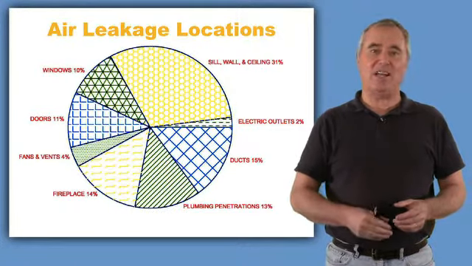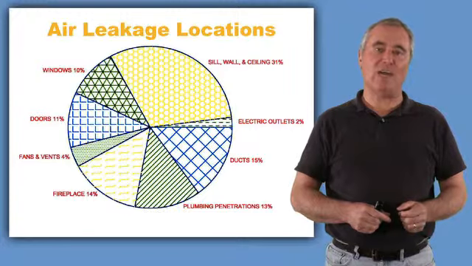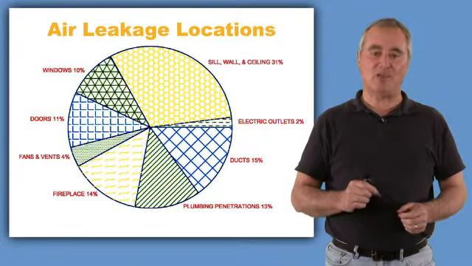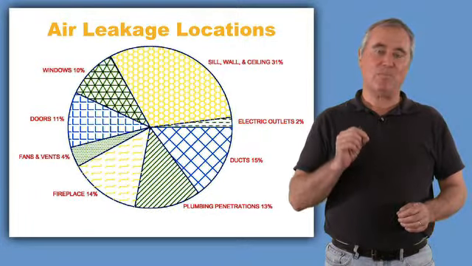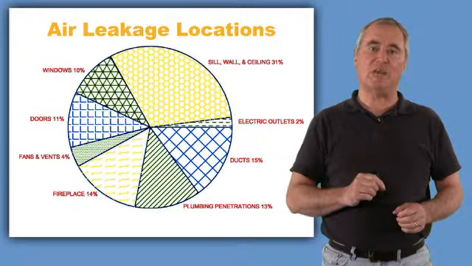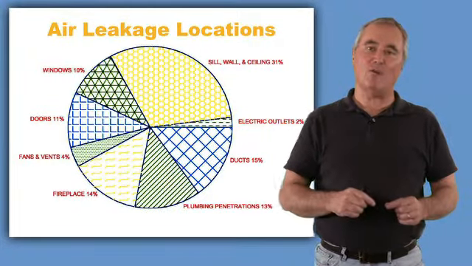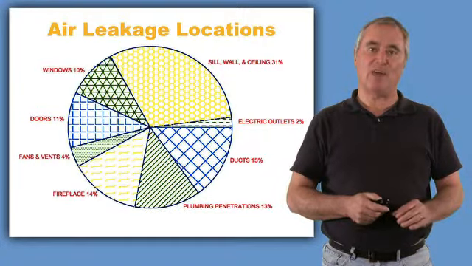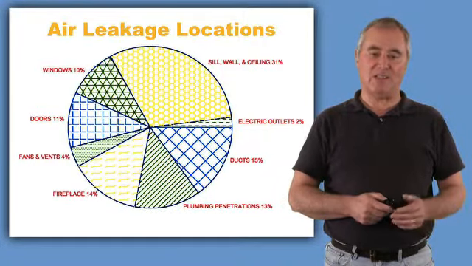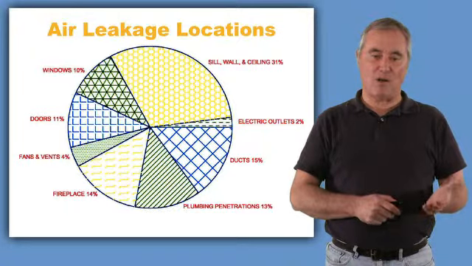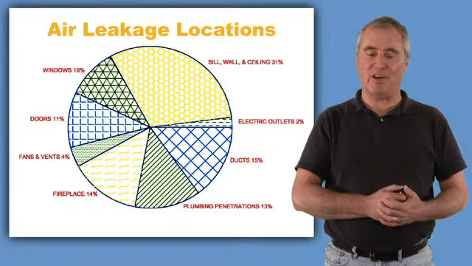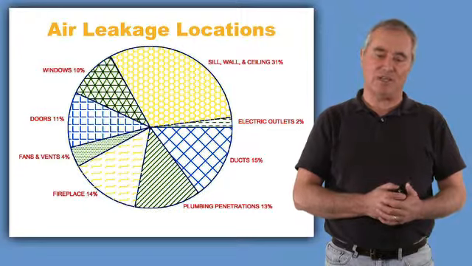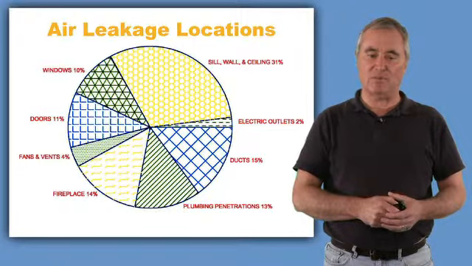The other 79% comes from other locations, especially locations like the top plate, the sill plate, where the wall drywall doesn't seal airtight and form a continuous pressure boundary between us and the attic. And all the other locations are here: plumbing penetration, the duct system, electrical.